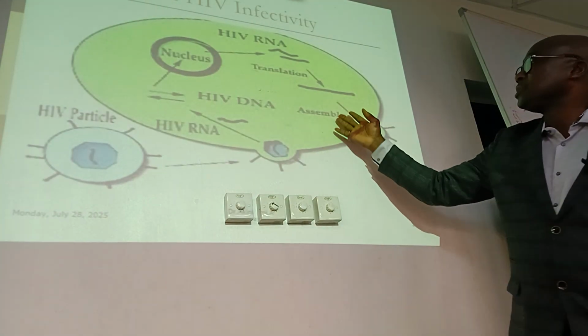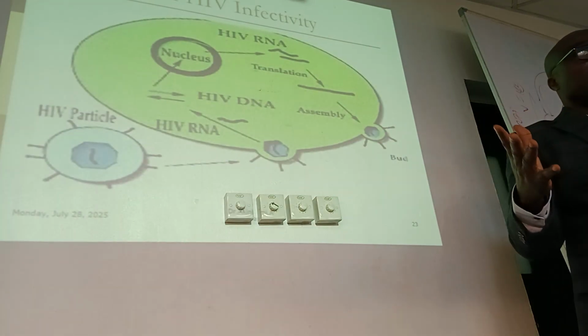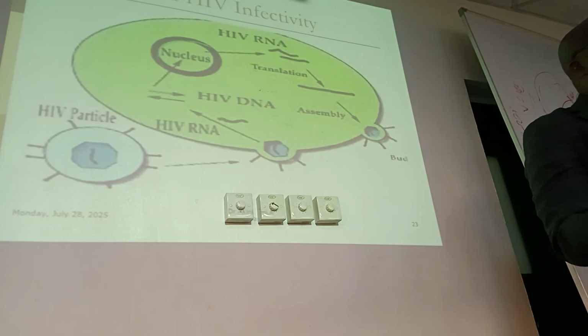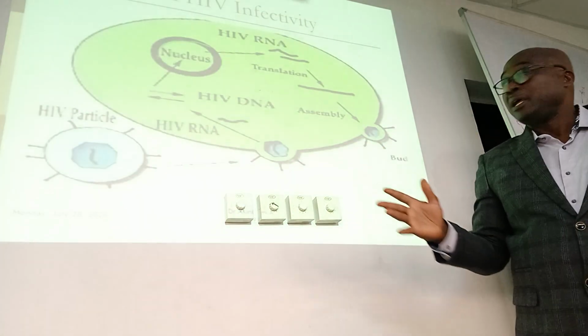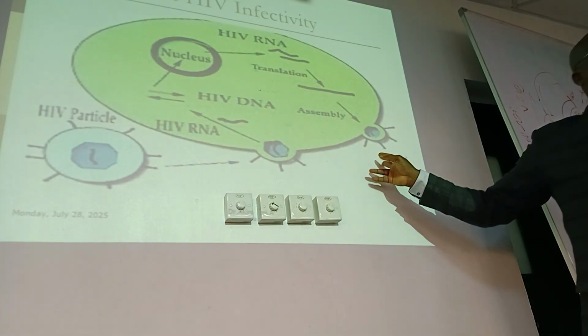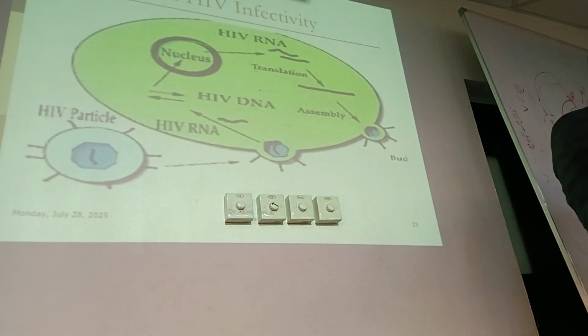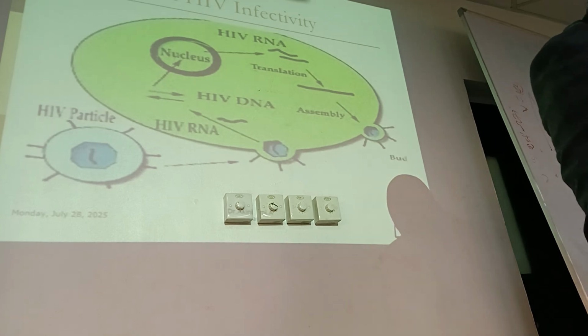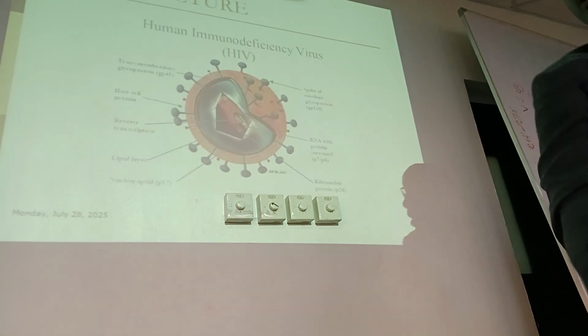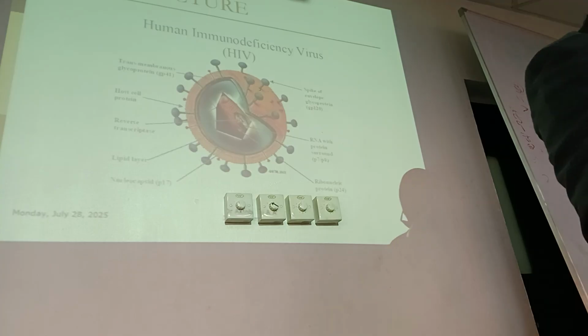So it will now be producing, and it will assemble itself with the enzyme protease, and then it will be released, it will bud off. So every day if you are infected with HIV, you will be producing 10 billion HIV viruses, and that's the structure of how it looks.